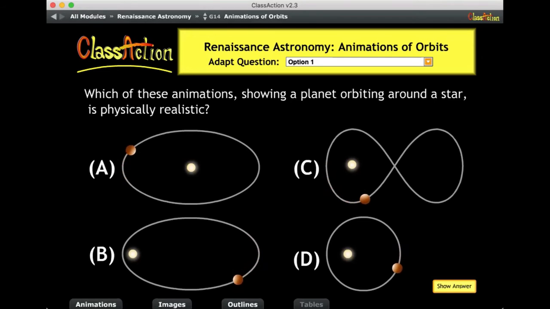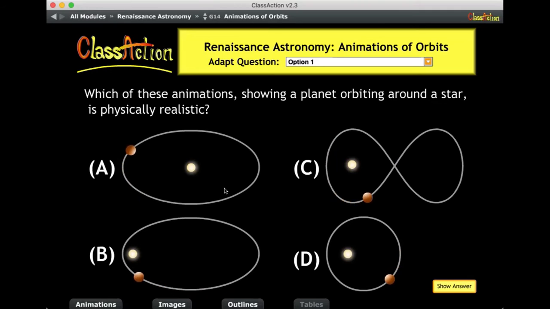Okay, so which of these is physically realistic? Well, let's take them one at a time. C, of course, is just ridiculous. There's no way that a planet would orbit in this figure 8 pattern. So C is right out. Let's not even talk about C.